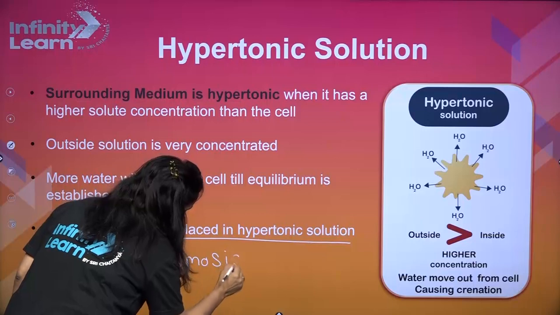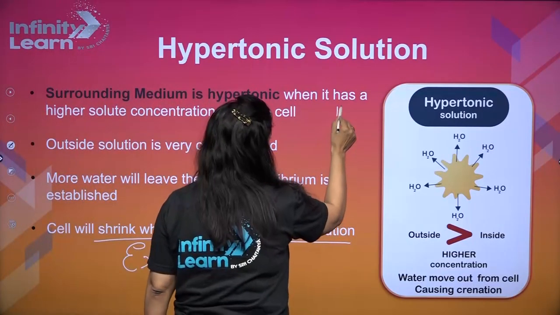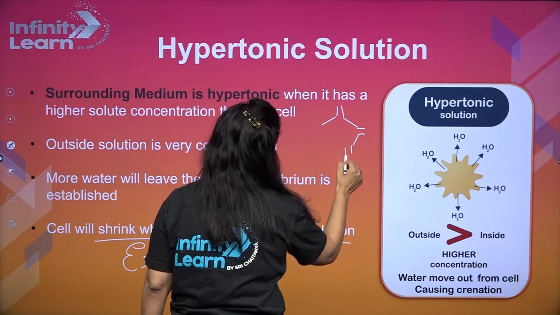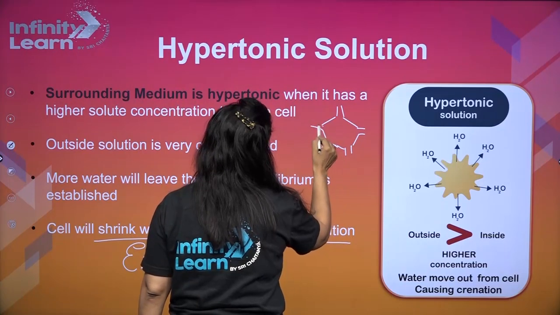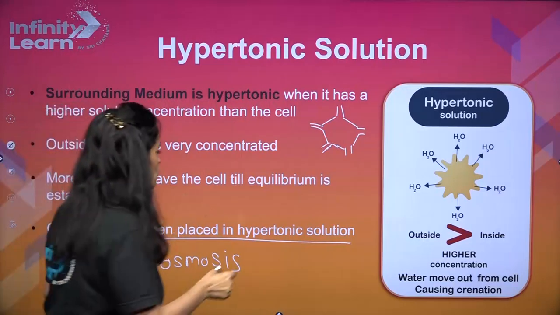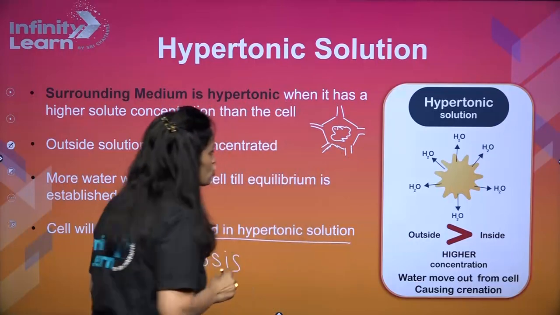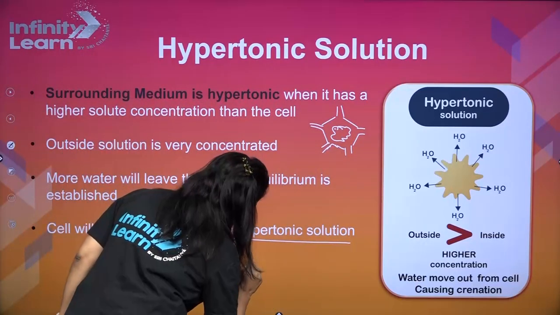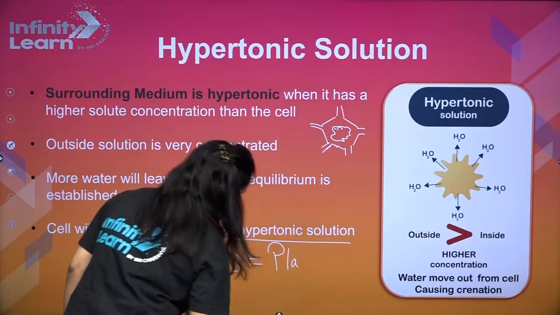Right? Exosmosis. That means if this is a cell, I'm drawing a plant cell. Okay, if this is a cell, now because water has moved out, what would happen? The plasma membrane will shrink. The cell is going to shrink. And this is called plasmolysis. What is it called? Plasmolysis.